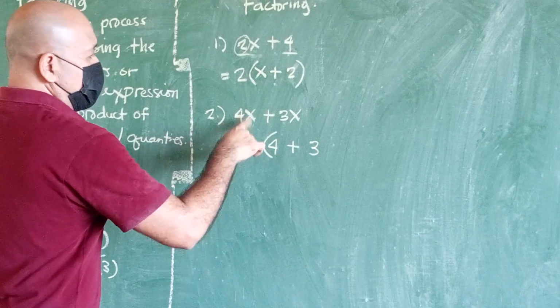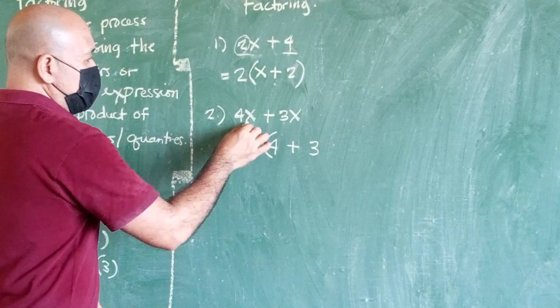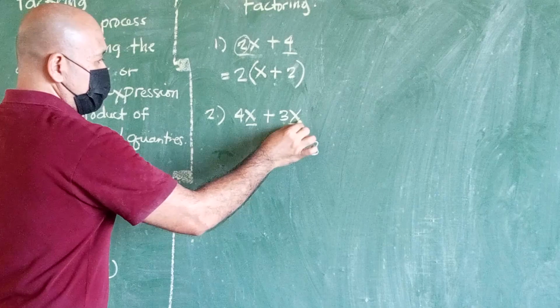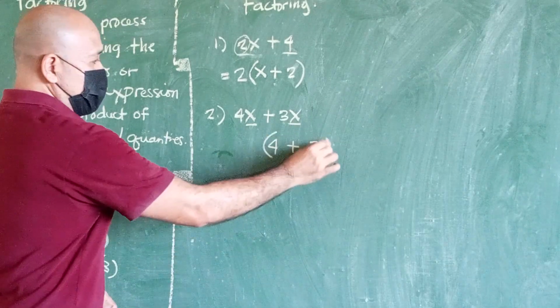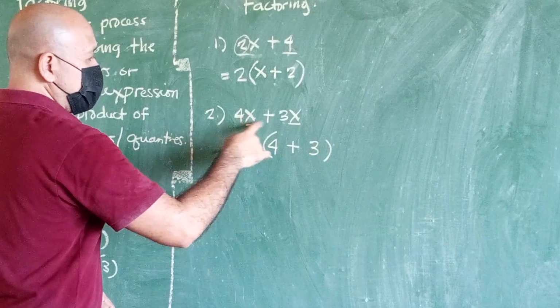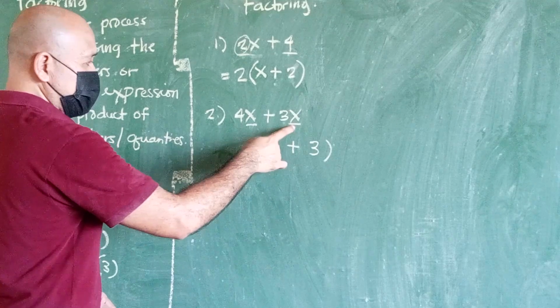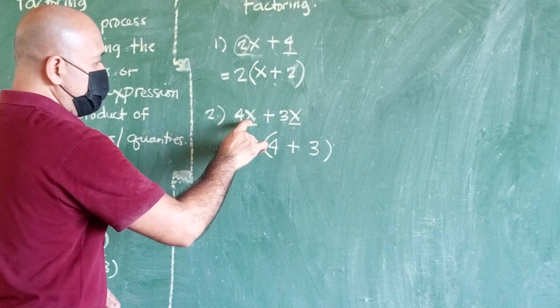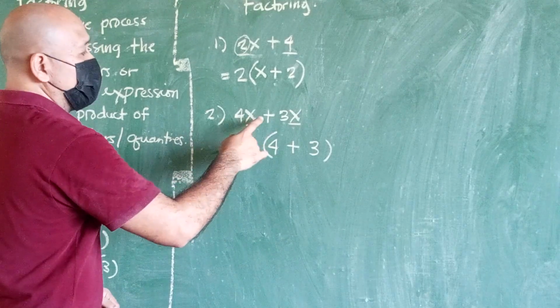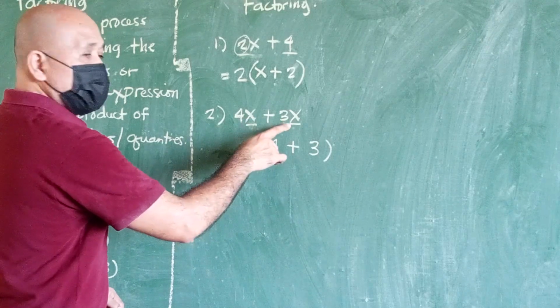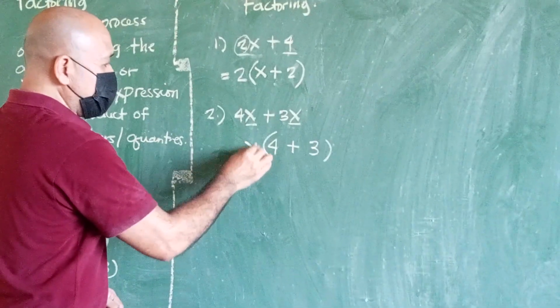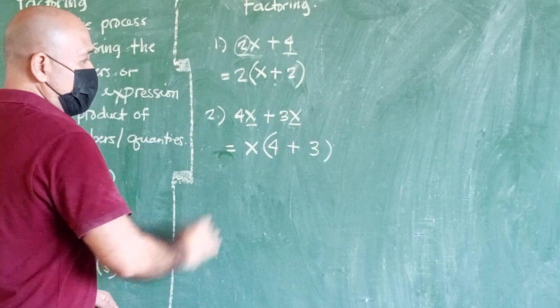to the variable. As you can see, variable x is also found in the first term and the second term. So therefore, you can say that x as variable is the common monomial for 4x and 3x. So you need to factor that out.